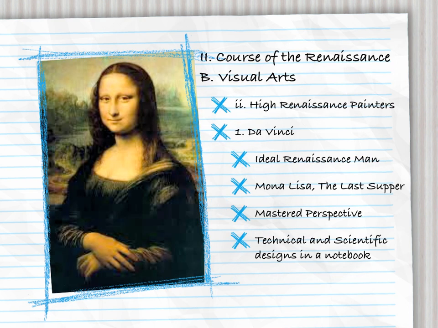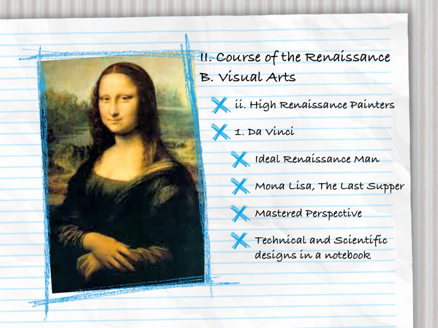Okay, Da Vinci, probably the Renaissance painter that you guys will most easily recognize. Leonardo da Vinci, he's the ideal Renaissance man. Remember, Renaissance man is someone who's interested in art and science and literature and just everything, okay? Some of his most famous paintings are the Mona Lisa, which you have pictured here, and the Last Supper. And we would consider that Da Vinci is the guy that masters perspective.